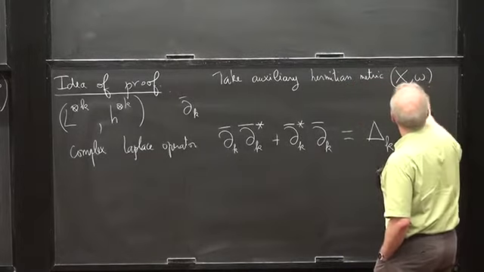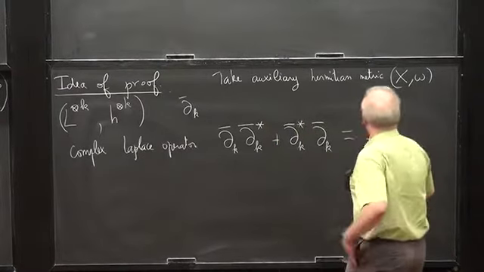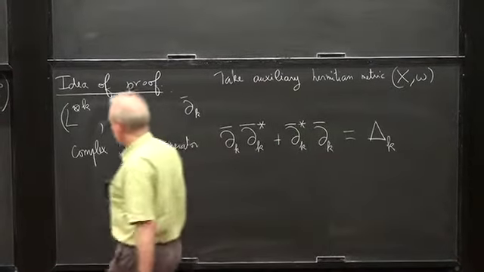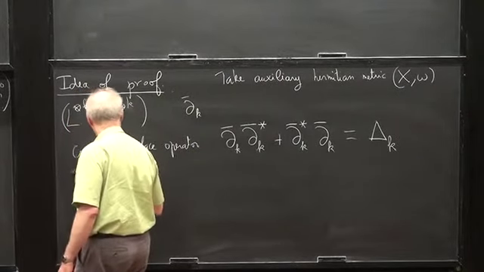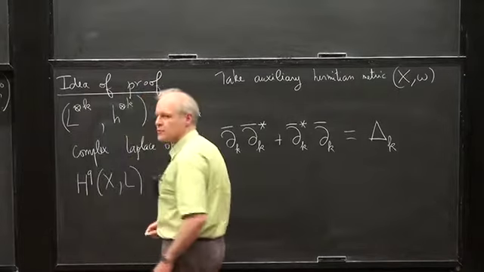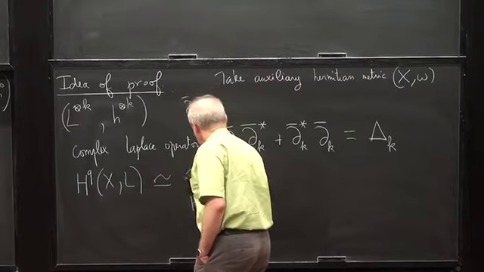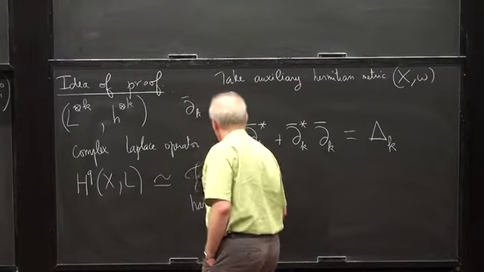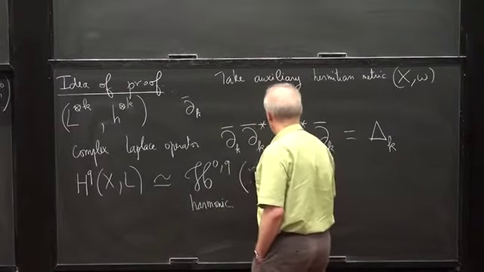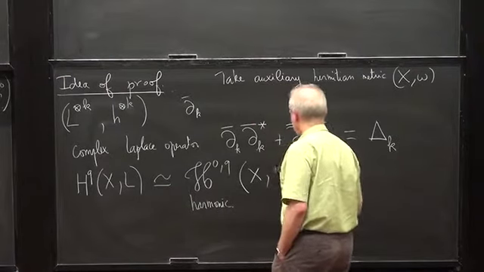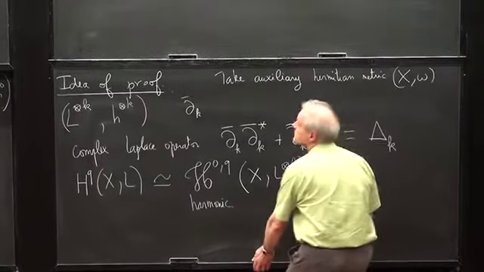So this is a metric on T_X, the tangent bundle. Okay, so you compute the adjoint, and then you look at the harmonic sections, and of course you have that H^q(X, L) by Hodge theory is isomorphic to the harmonic forms for this Laplace operator with values in L to the k. And now you use Witten's idea.